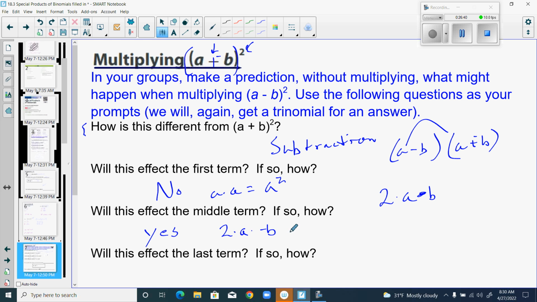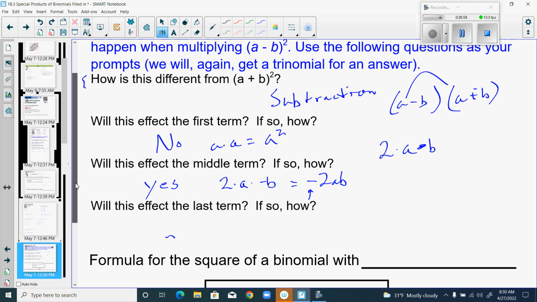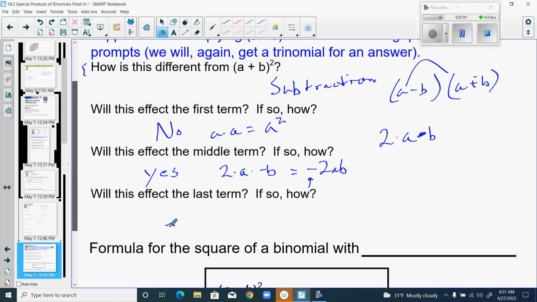All right, will this affect the last term? Well, I'm taking a negative b and I'm squaring that. So if we follow the same pattern as before, to get the last term in our answer, we take that negative b, and I've got to put this in parentheses to make it right, and square that. Well, what does that mean? That means I have a negative b times a negative b, and a negative times a negative is positive b squared. So will it affect the last term? Nope. It's going to be exactly the same as before.